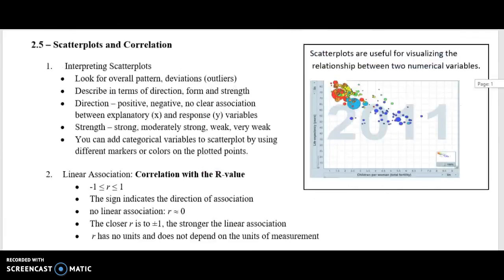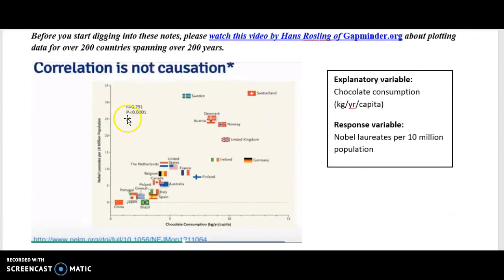So if we go back one more time to this, you can see that R is 0.791, which is moderate to strong correlation. Now, does that mean that eating chocolate causes a country to have more Nobel laureates? The answer is, as you would assume, absolutely not. That's ridiculous. But it does say that in the countries that have more chocolate consumption, there does seem to be more Nobel laureates.